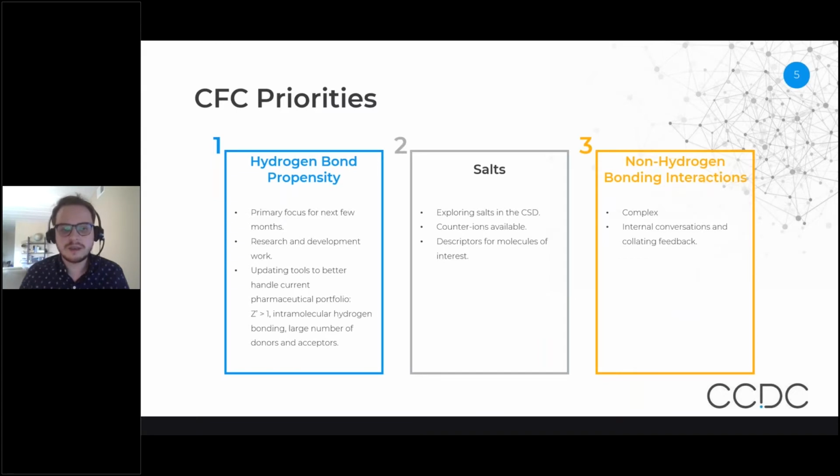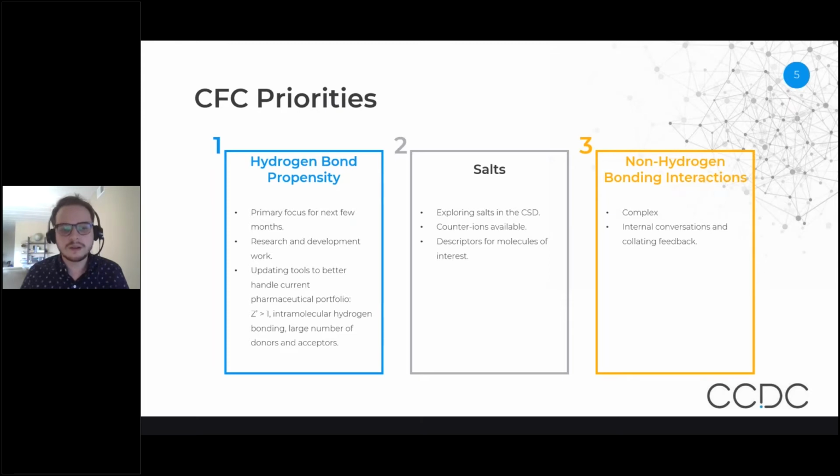For this upcoming year, over the next few months, we've already begun to assign our priorities after some conversation with our CFC partners. And these priorities will directly lead to improvements in the software, which will then eventually become available to the wider CCDC community. Our top priority assigned after these conversations is hydrogen bond propensity. That'll be our primary focus for the next few months, and this includes both research and development work.